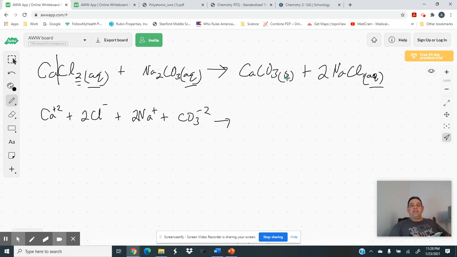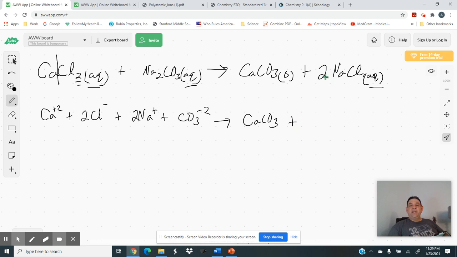Now, this one right here, calcium carbonate, is a solid. We don't do anything to it. Just write it out as calcium carbonate. Rewrite that. Notice I'm not putting the states of matter right now. You can, but it's really not necessary. And then in the end, we're going to go ahead and write out, the last one is sodium chloride's aqueous, and there's 2 of them.